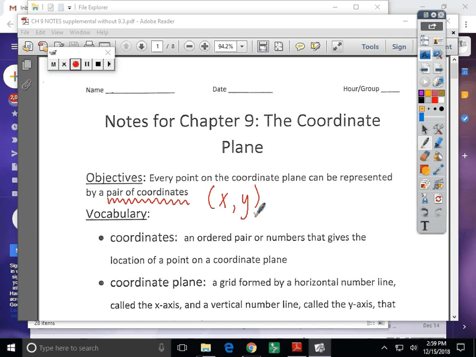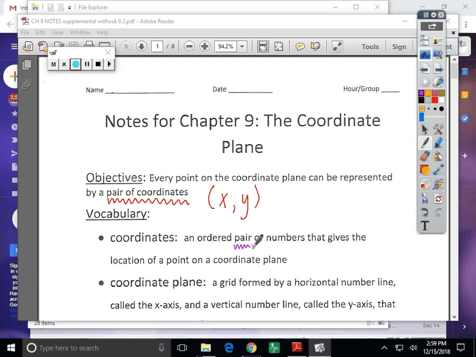It also goes on to tell us here that coordinates are an ordered pair, and again, emphasis on pair, like a pair of socks or a pair of shoes. You're talking about two of something. So it takes two number values to make an ordered pair, or numbers, that gives the location of a point on a coordinate plane.